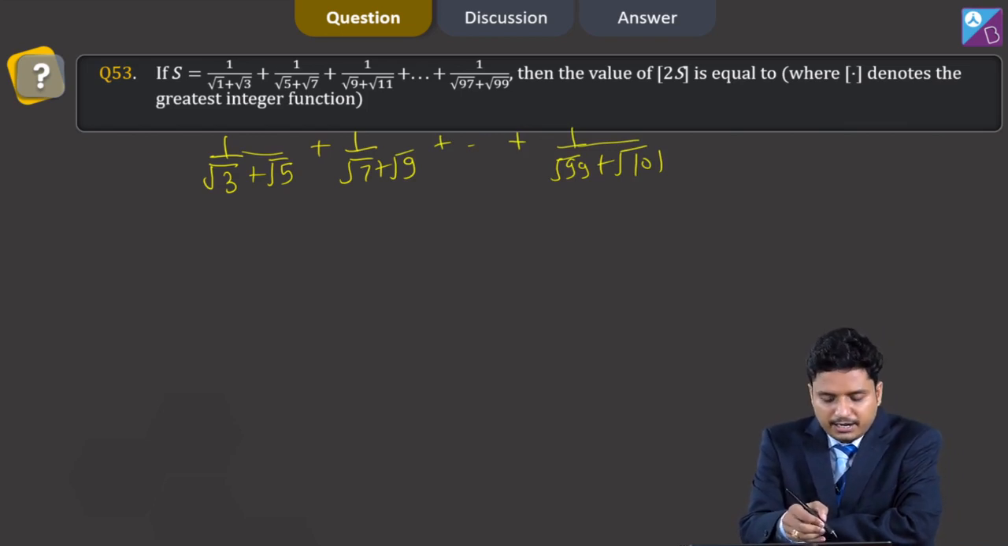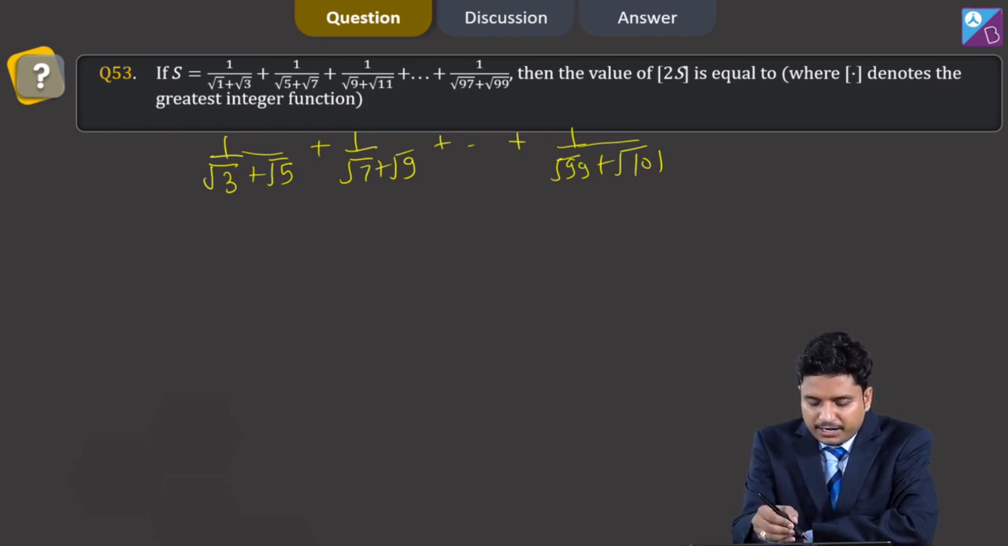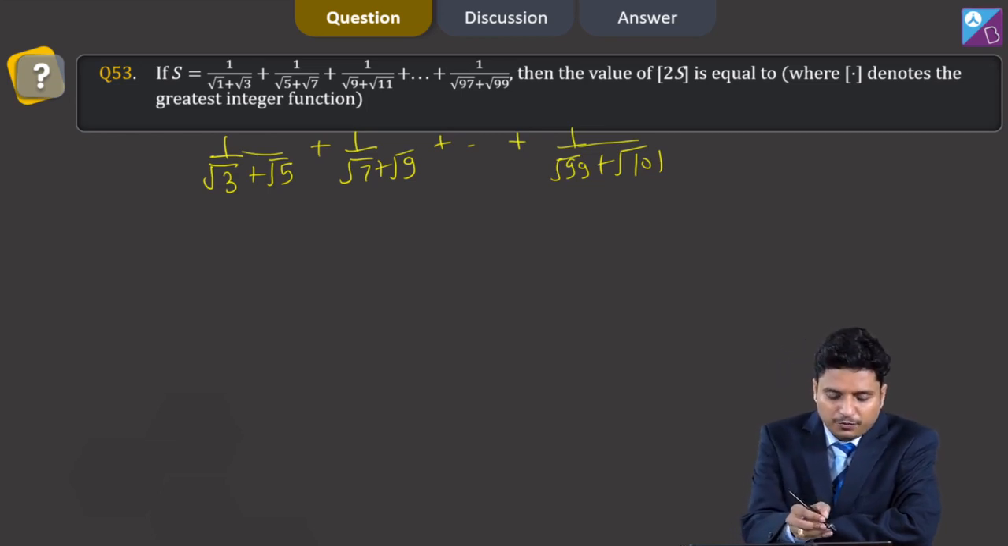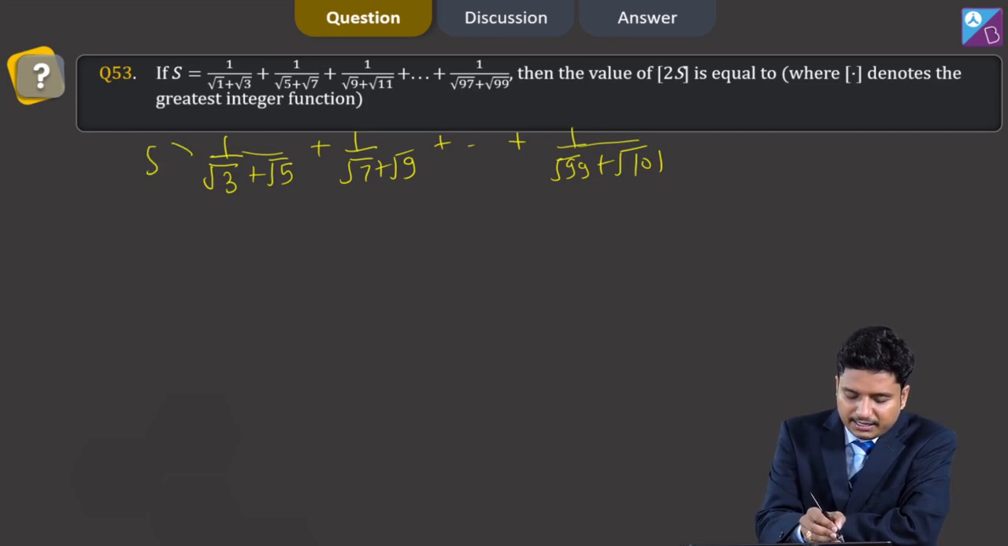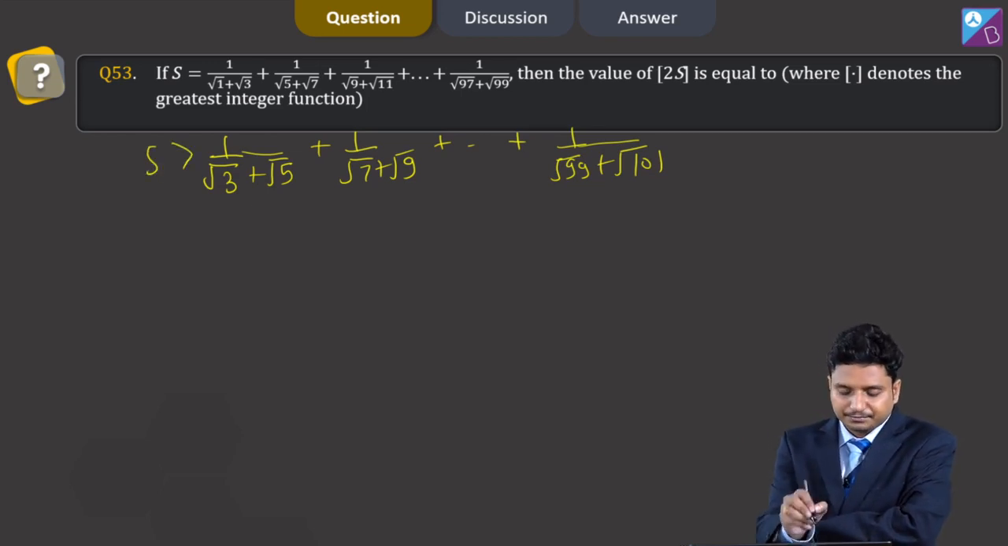Here it was 1 3, here it is 3 5, here it was 5 7, here 7 9, and similarly at last it was 97 99, it is now 99 plus 101. So we have actually increased the denominator. As denominators are increased, every term is actually lessened. So we can say that s is greater than this quantity, obviously.